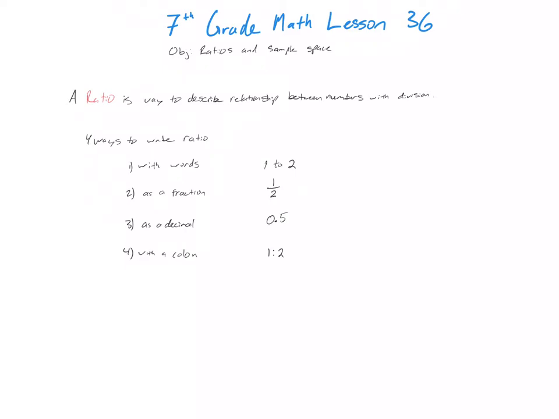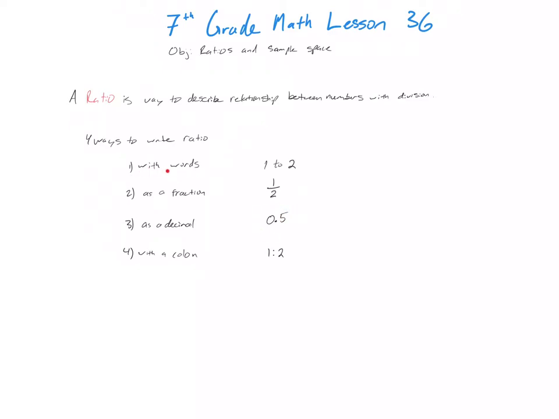Our objective for today is to learn about ratios and about sample spaces. Well, first of all, you may already know this, but a ratio is a way to describe the relationship between two numbers with division. And there are four basic ways to describe a ratio. Most times we show you the first two or three, but the last one is another way as well.